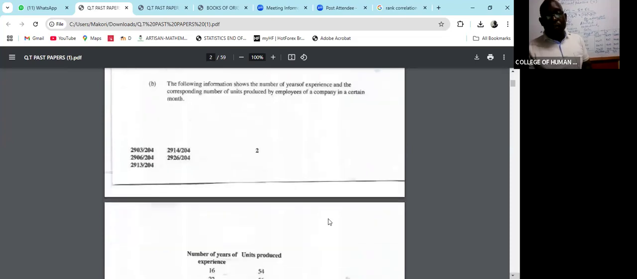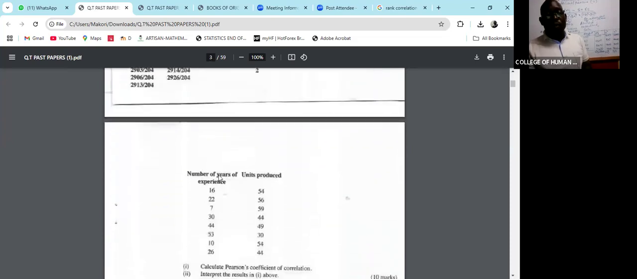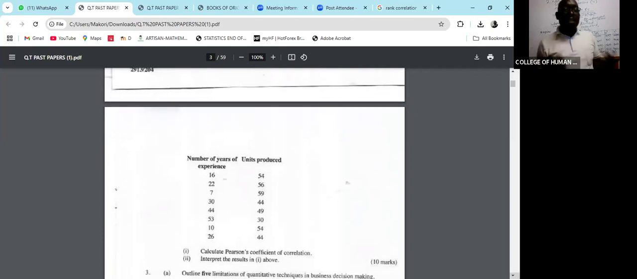So we are given the table. We have the number of years of experience and the units produced. An employee with 16 years of experience can produce 54. An employee with 22 years of experience produces 56 units. 7 years of experience, 59, and so on. Then you are told to calculate the Pearson's coefficient of correlation. Then part 2, interpret the results in Roman 1 above. This is how the question will be tested.